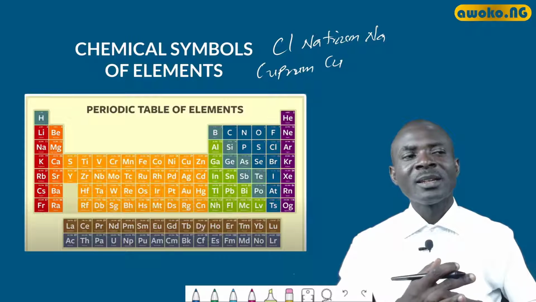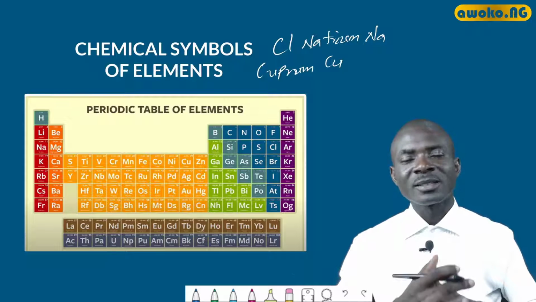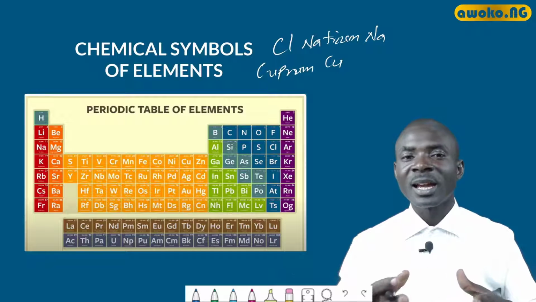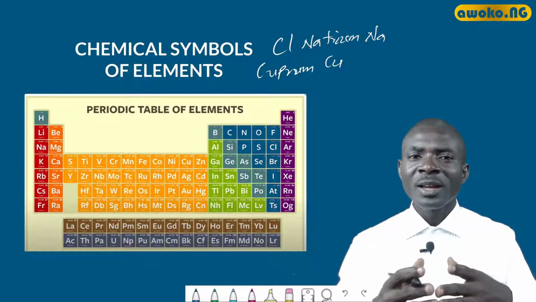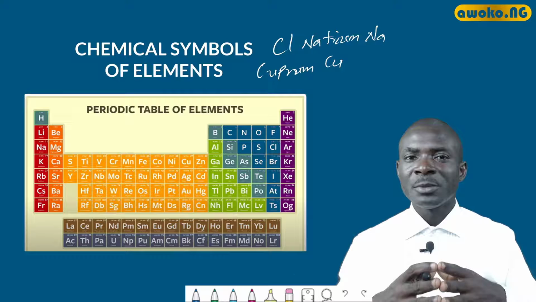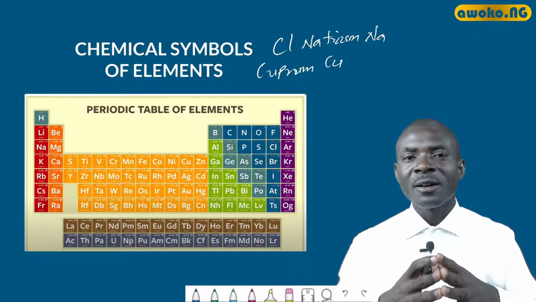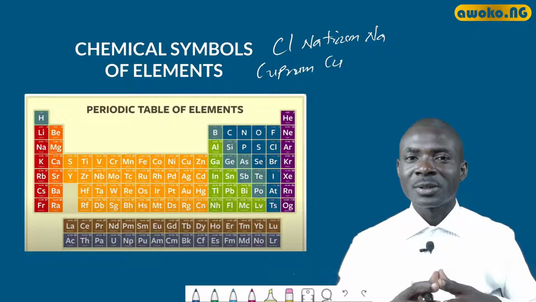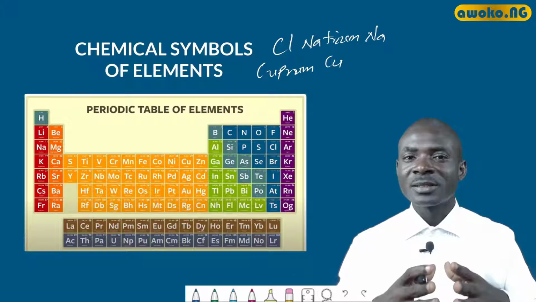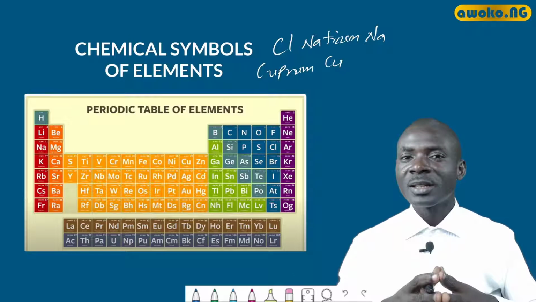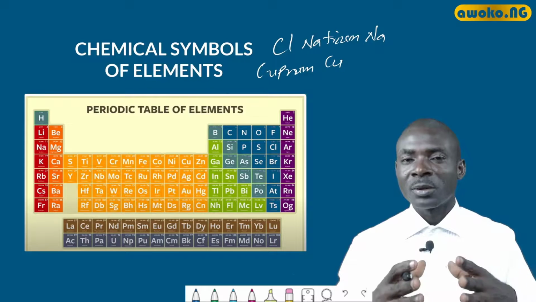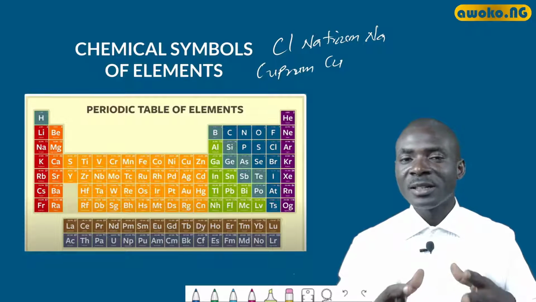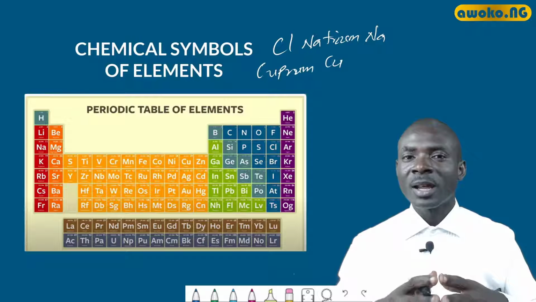Other elements whose symbols are written using their Latin names are elements like iron, whose Latin name is ferrum. We also have elements like gold, whose Latin name is aurium. Also potassium, whose Latin name is kalium, written using capital letter K. We have other elements like gold, as I made mention, silver, and so on and so forth.